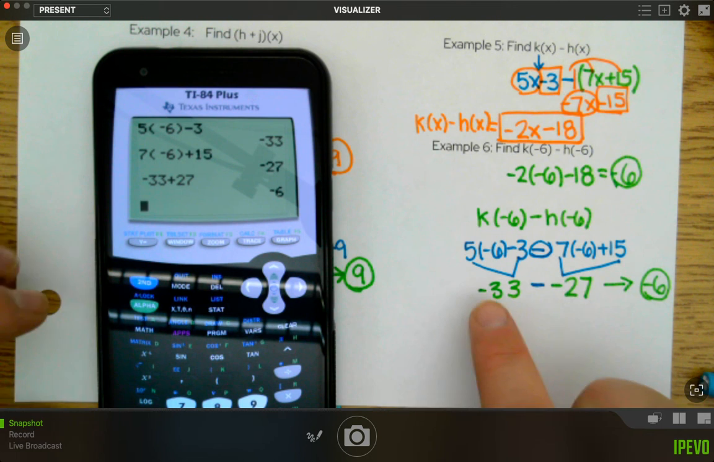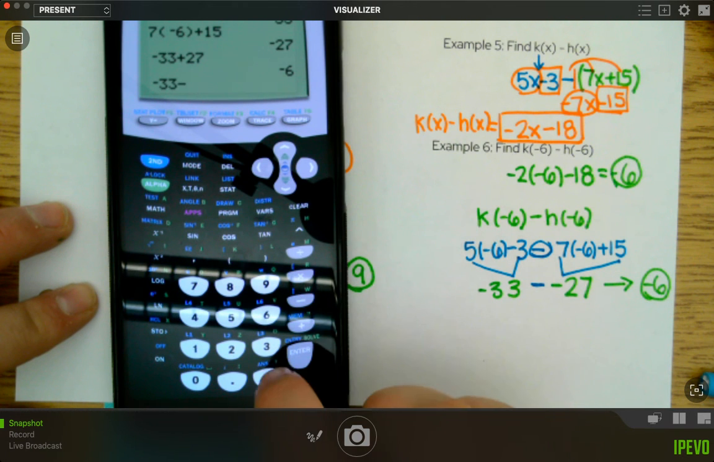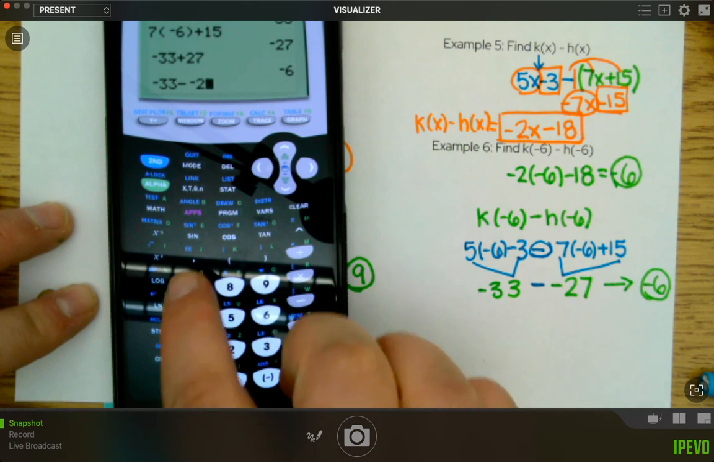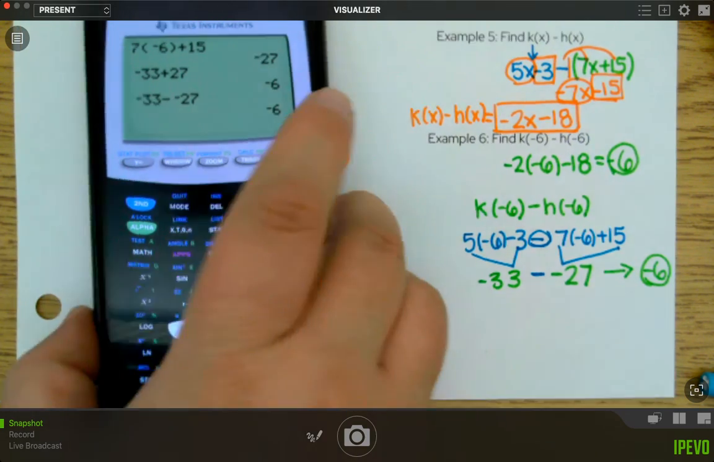Or you guys can leave it like this in your calculator if you want. Just be careful because this is minus. So I'm going to hit minus and then -27. -6. You get the same thing either way.